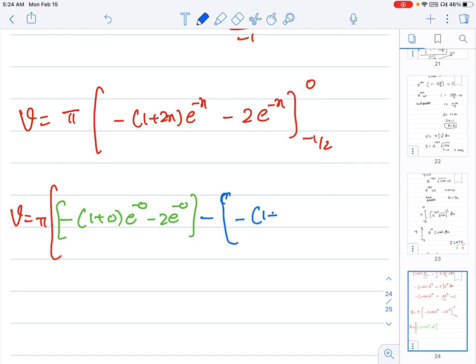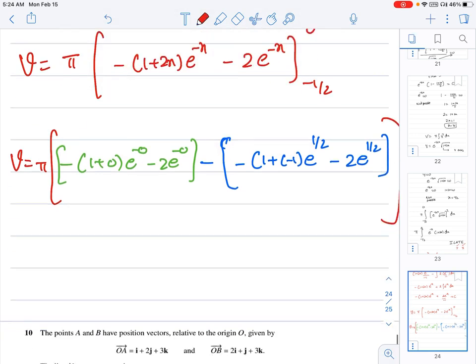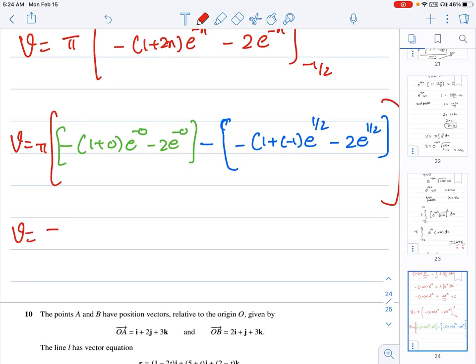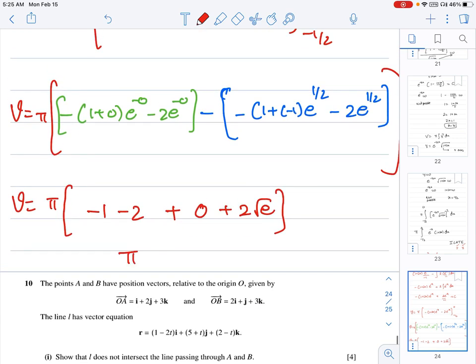Minus 1 plus 2 times minus 1 by 2 is minus 1, e to the power of 1 by 2, minus 2 e to the power of 1 by 2. I substituted the upper limit and I substituted the lower limit. Now it becomes V is equal to pi times minus 1 minus 2 plus 0 plus 2 square root e. So the final answer is pi times 2 square root e minus 3.